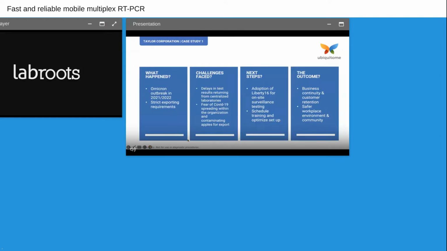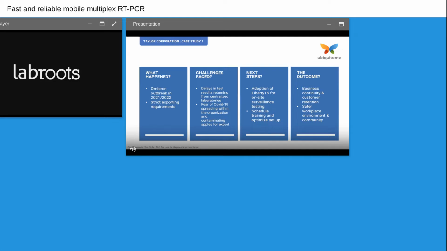So what were some of the challenges faced by Taylor Corporation? Well, simply there was delays in test results returning from centralized laboratories. Given that Taylor Corporation was not in a major metropolis like Auckland here in New Zealand, there wasn't a lot of staffing, so test results were delayed. And there was also the added fear that COVID-19 would spread within the community, the organization, contaminating their apples for export and potentially resulting in them losing their export license, which would allow them to trade to other countries.